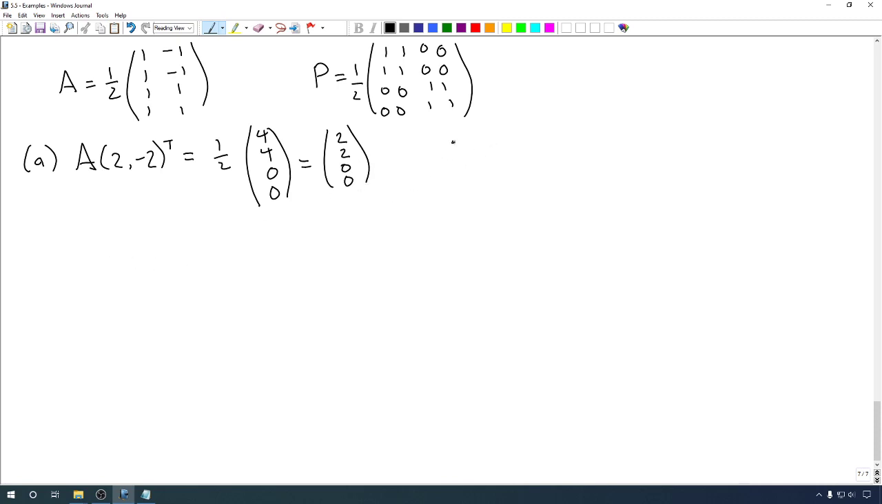On the other hand, we also need to look at P times B. Remember, the B in this case, well, I'll just write the B in here. Our B that we started with was 4, 0, 0, 0.